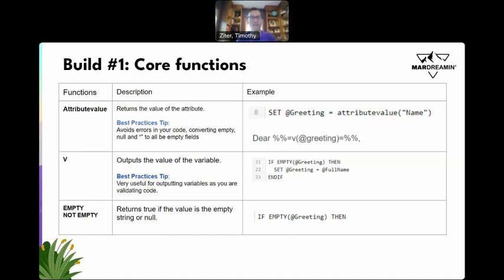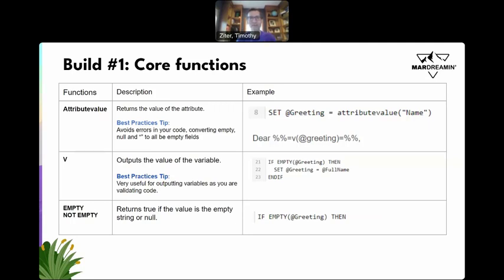It's very easy, and it's a great way. A best practice tip on that is to use this to output variables throughout your work, so that you can double check. And we'll be showing those today. And the last core function is Empty, where you can use the empty function to check if a variable is present and use that in if statements.